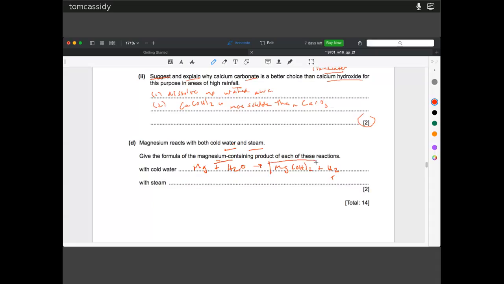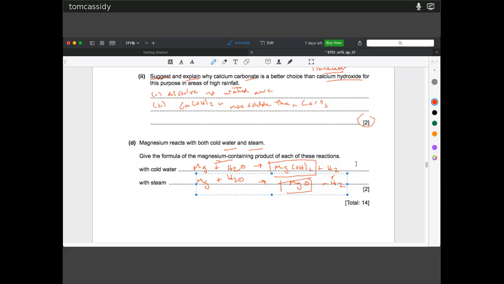But I haven't balanced the equation, they're just asking for the formula of the product when magnesium reacts with cold water, and when you've got steam, then the reaction is a bit different. You end up with magnesium oxide and hydrogen. But again, they're not asking for the balanced equation, they're just asking for the magnesium-containing product that's formed. You've got your 2 marks there.